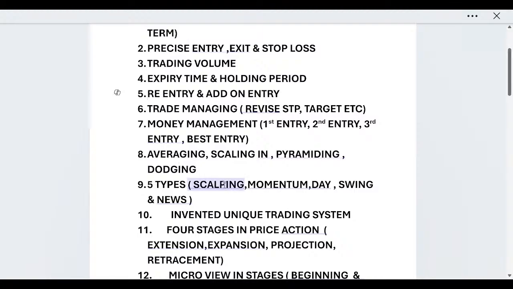Then we call it scaling in. Scaling in is another method of money management, whereby like first in, first out, then you go in, then out, that kind of system. Then we call it a pyramiding style. That means whenever we go at the base, the least risk, we try to go with the maximum lots or maximum volume. And we also call it dodging. That's another method which we use, which we also want to share as we go on.